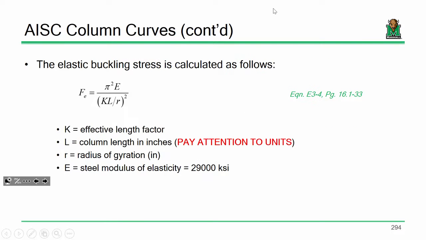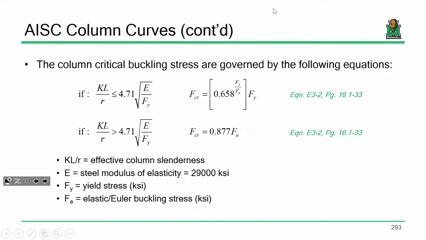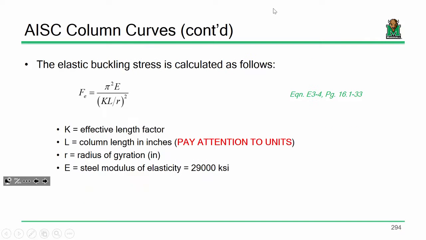Now, our elastic buckling stress is this term, F sub E. That's the only one that's not shown up right here. We have our KL over R, which is our slenderness. E is 29,000 ksi. Fy is the yield stress. And then Fe is our elastic or Euler buckling stress. Now, I didn't say that Euler buckling stress wasn't useful. It is used in the model that we use to compute the capacity.